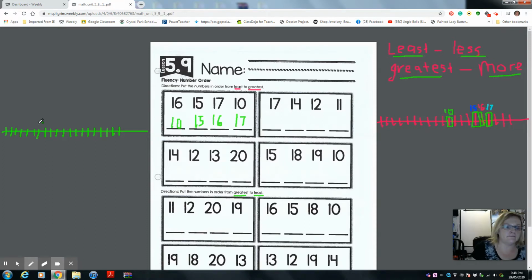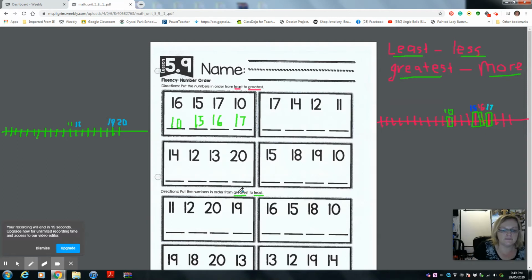So first of all, we have number 11. So 0, 1, 2, 3, 4, 5, 6, 7, 8, 9, 10, 11. Number 11 is right there. Now we have number 12. We know that 12 is one more than 11. So that's 12 right there. Then we have 20. We know that 20 is way up here. So 12, 20, and we know 19 is one less than 20.